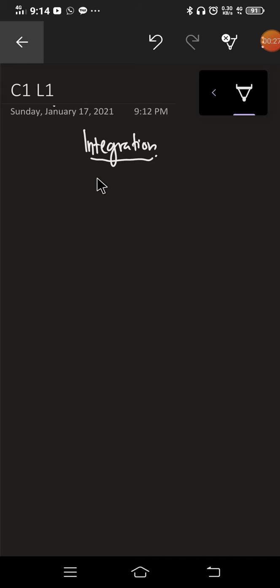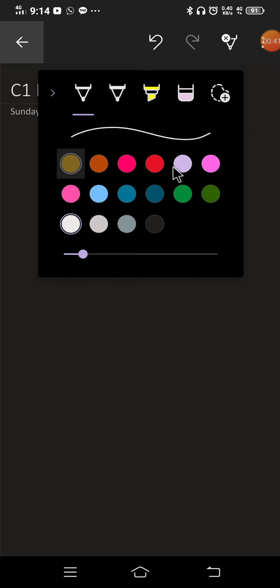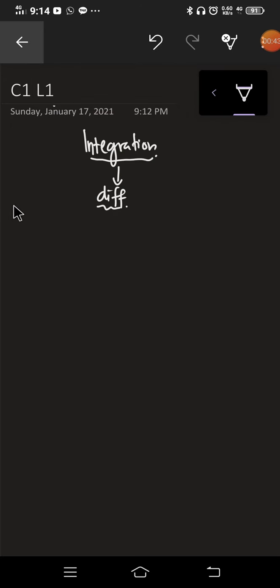So what is actually integration? Integration is actually the reverse process of differentiation. That's why this is really important. What we should know in this lecture, we have several subtopics. The first one we need to know is the basic rules in integration. There are 5 basic rules, so you should know every one of them.